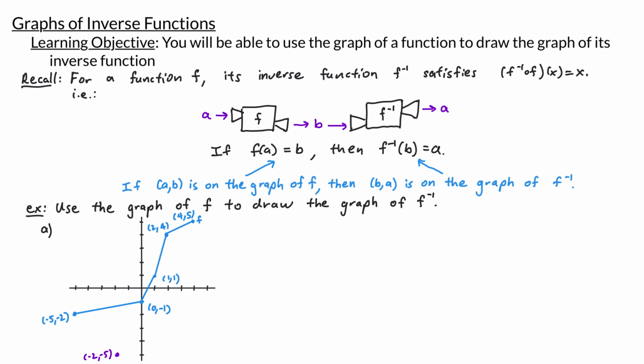Next, we have the point (0, -1) on the graph of f. So on the graph of f inverse, we would have the point (-1, 0). Next, the graph of f has the point (1, 1). If we flip the x and the y coordinates here, the point would still be (1, 1).